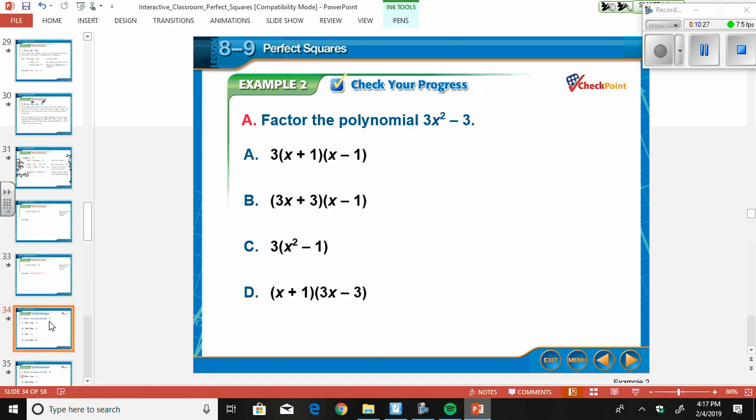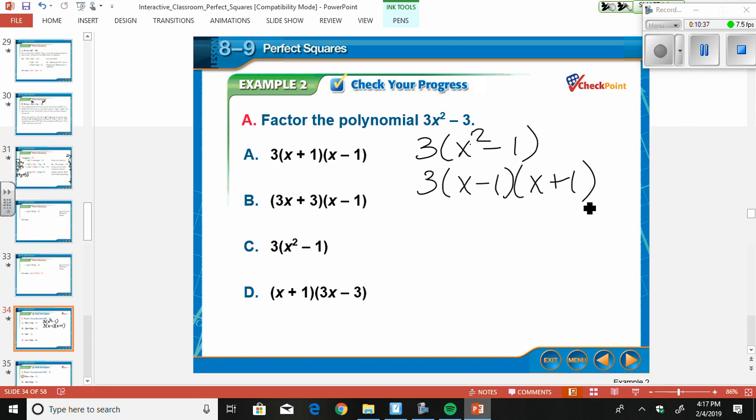Factoring the polynomial here, they have a 3 in common. That leaves us with x squared minus 1. So that's 3 times x minus 1, x plus 1, so a.